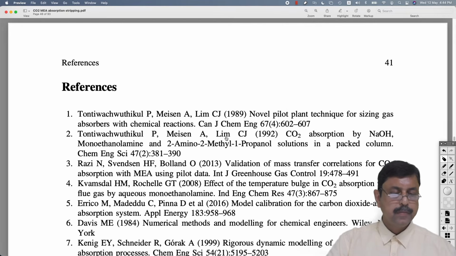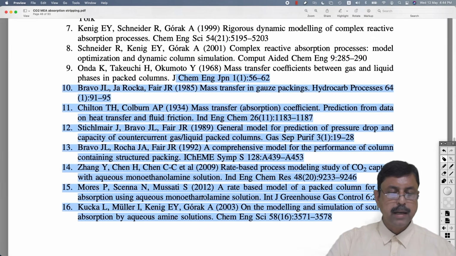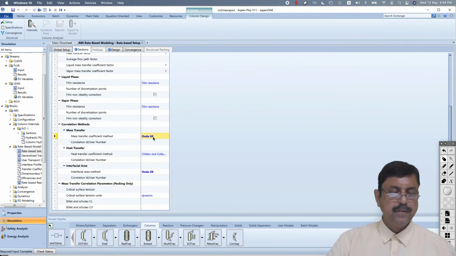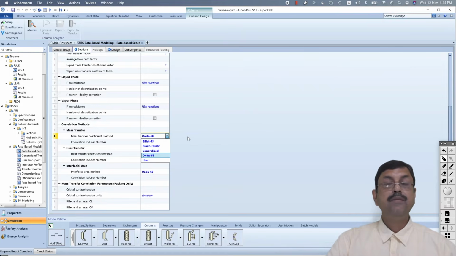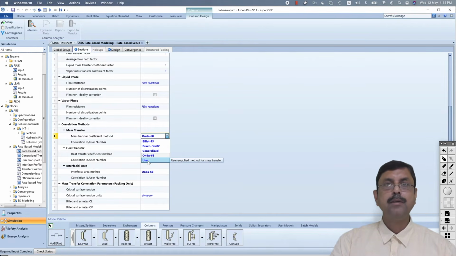So, this is the paper, Onda et al. 1968, mass transfer coefficient between gas-liquid phases in packed column. Journal of Chemical Engineering, Japan. Okay. So Onda 68, they have chosen Onda 68 by default. So we will keep it. If you have something of your own, you can use it as user-based, but then you have to supply the model.